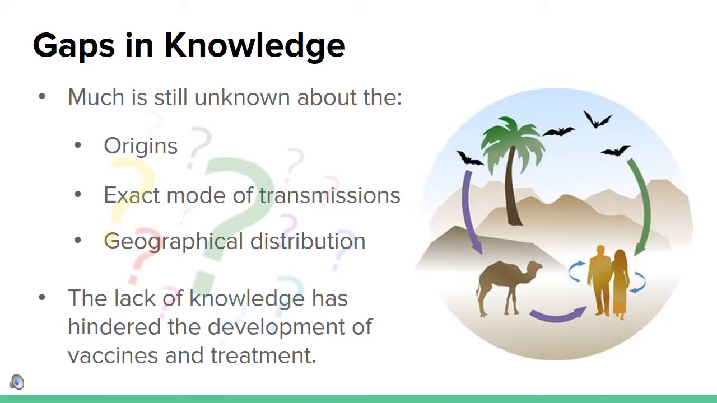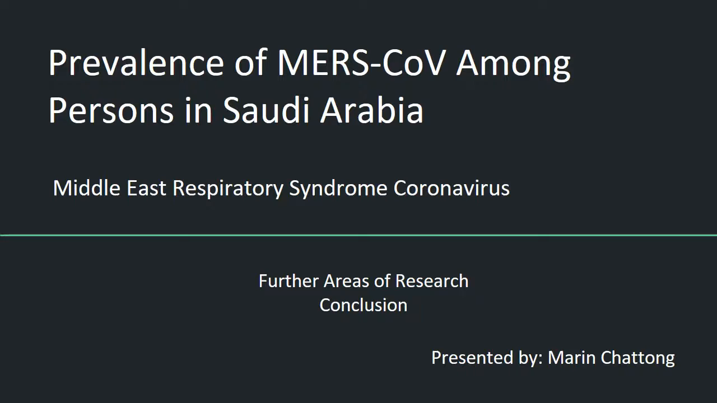Next, I will be talking about the gaps in knowledge. Although several studies have shown possible links between human cases of MERS-CoV and transmission from camels, much is still unknown about the origins, geographical distribution, exact mode of transmission, and relationships between MERS-CoV and MERS-CoV-like infections in bats, camels, other animals, and human beings. As a result, the lack of knowledge has hindered the development of vaccines and treatment.